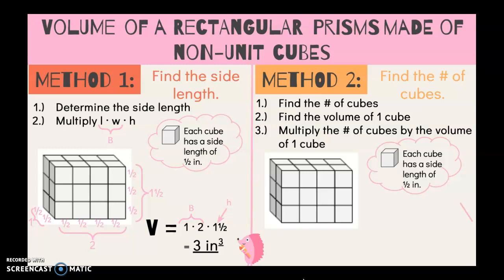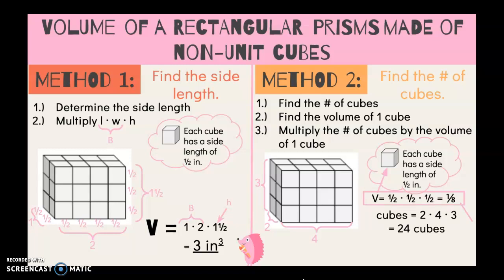All right, let's look at method 2. Now this one, I'm going to find the number of cubes, so I literally look at my picture. I have 3 for the height, 2 for the width, and 4 for the length. I'm going to multiply those to find out how many cubes I should have. So 2 times 4 times 3 would be 24 cubes.